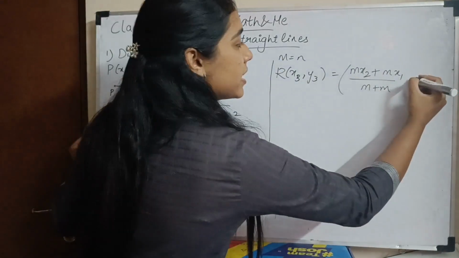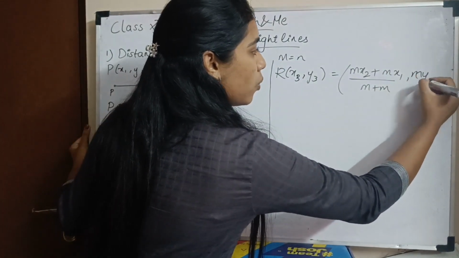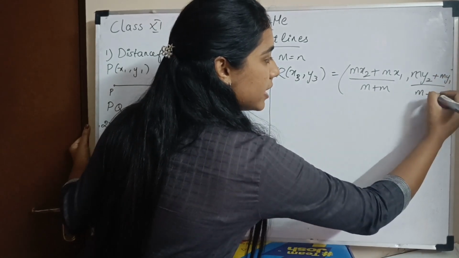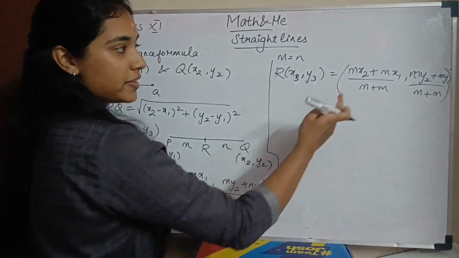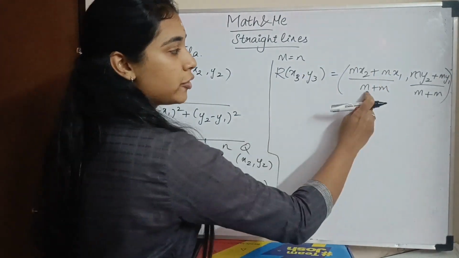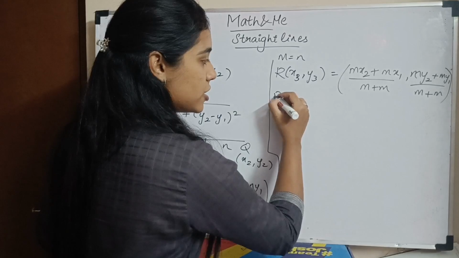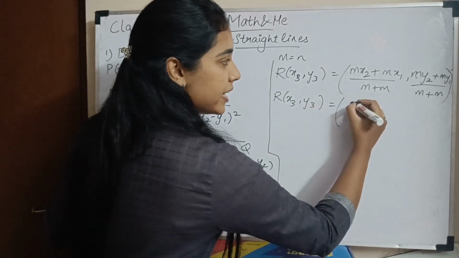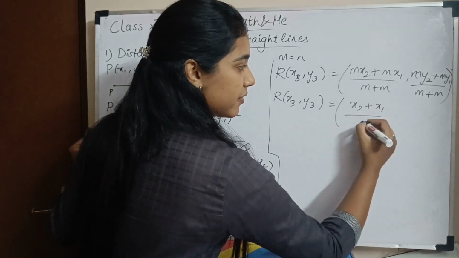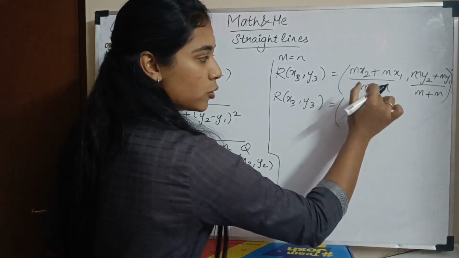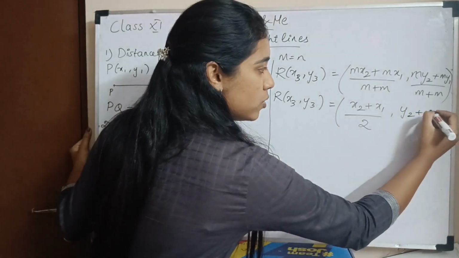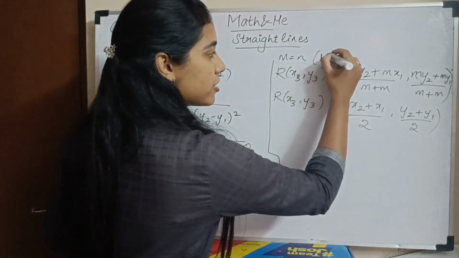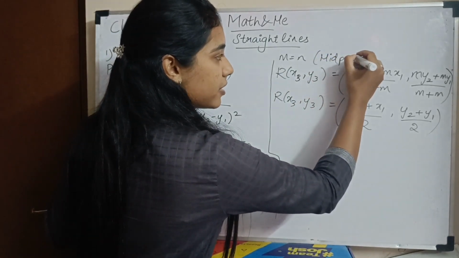What if they are equal? (m y2 plus m y1) divided by (m plus m). So what happens? When you take the m out, you have 2m in the denominator, the m gets cancelled. So what do you get? R x3, y3 is nothing but (x2 plus x1) divided by 2. You have 2m, the m goes off. Similarly, (y2 plus y1) divided by 2. So this is nothing but the midpoint of the line segment.